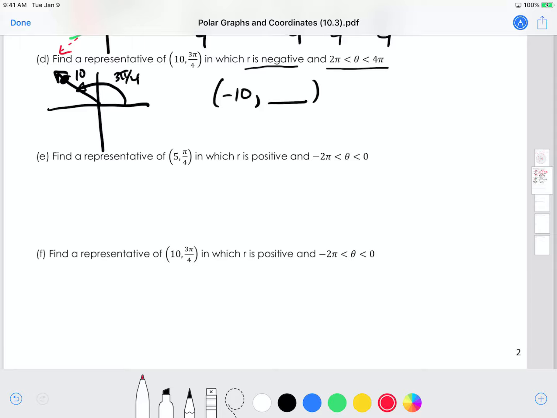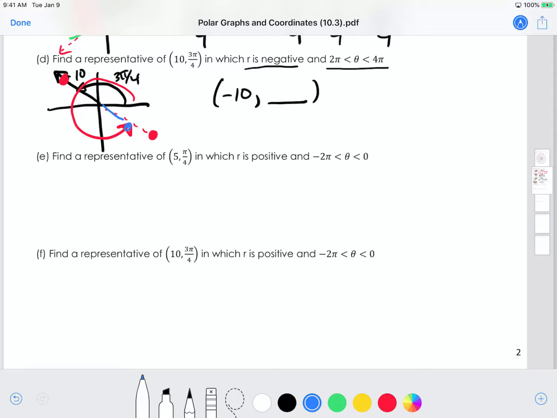If I want my r to be negative and I want it to be in this spot, that means I have to stop here when I open up. That way I go backwards from the origin, -10, to land in the same spot here. But I also want it to be on the second rotation. So not only do I have to land here, but I have to land here on the second rotation.